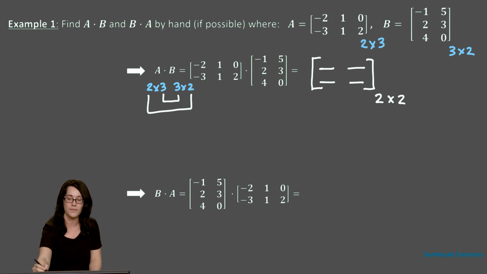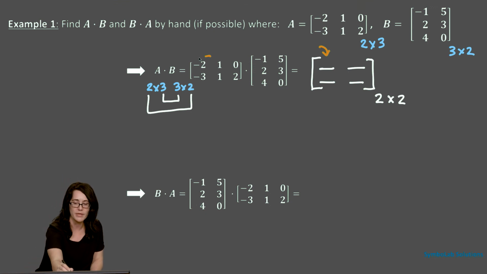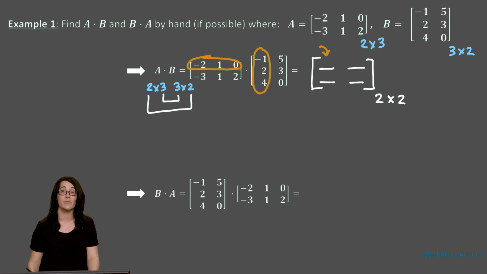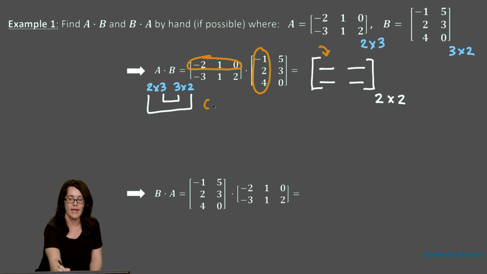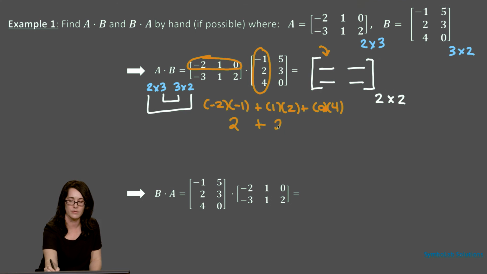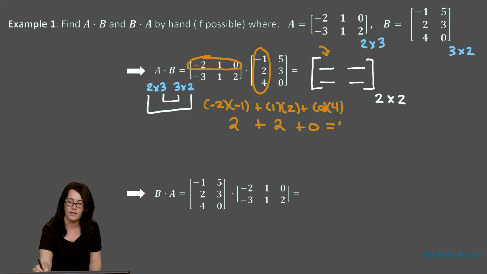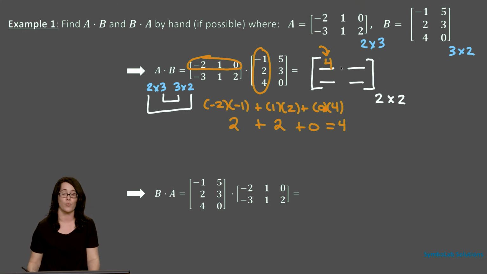All right, so for that first entry, right here in the top left corner, in row 1, column 1, I would be looking at row 1 of A with column 1 of B. Let's see what that would look like. I'd have -2 times -1 plus 1 times 2 plus 0 times 4. Let's see what that means. Well, we'd have 2 plus 2 plus nothing, which is 0. So the result there would just be, that's right, a 4 for entry 1,1.